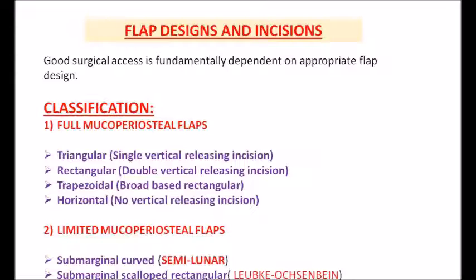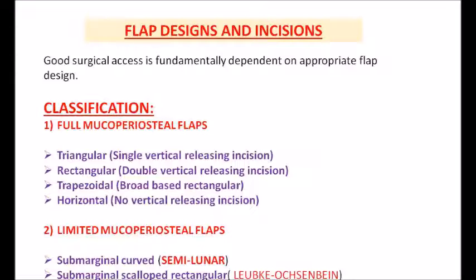So the classification of flap designs is two: the full mucoperiosteal flap and the limited mucoperiosteal flap. Okay, these are the two different types of flaps. In the full mucoperiosteal flap, there are mainly four flap designs, and in the limited mucoperiosteal flap there are two designs. Now the full mucoperiosteal flap designs are triangular, rectangular, trapezoidal and horizontal. Okay, these are the four.